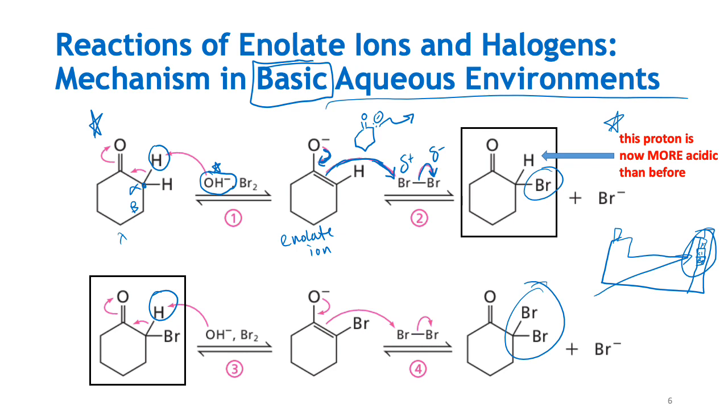That Br2 could have been an I2 or a Cl2, not an F2. Okay, you don't do this with fluorine. It's just too electronegative and not reactive enough to participate in these reactions. So, as always, we stick to Br, I, and Cl. Just know that for all available alpha protons, you're going to react in the alpha position and replace each proton with a halogen. In this case, it's bromine.